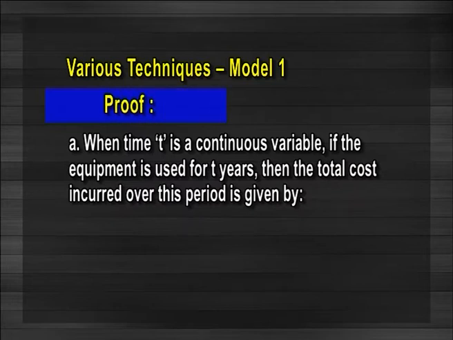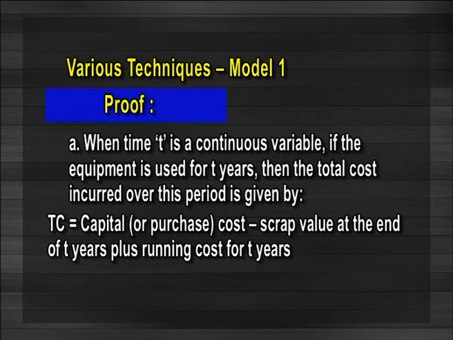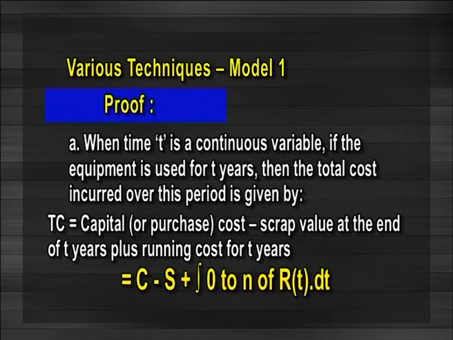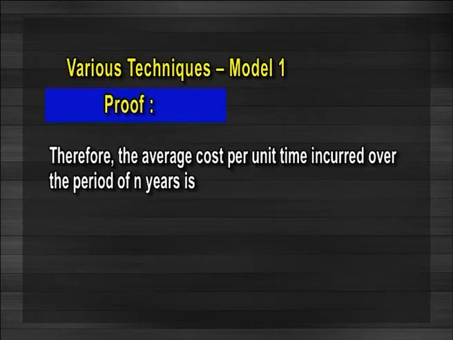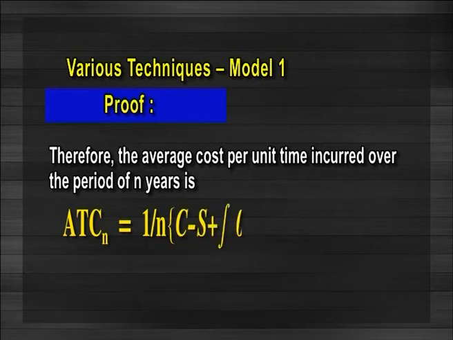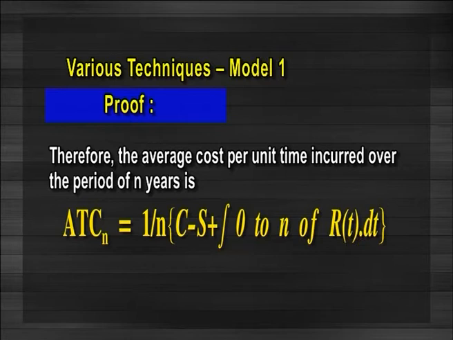When time T is a continuous variable, if the equipment is used for n years, then the total cost incurred over this period is given by TC equal to capital or purchase cost minus scrap value at the end of n years plus running cost for n years, which is equal to C minus S plus the integral from 0 to n of R(T) dT. Therefore, the average cost per unit time incurred over the period of n years is ATC(n) equal to 1 by n into C minus S plus the integral from 0 to n of R(T) dT.